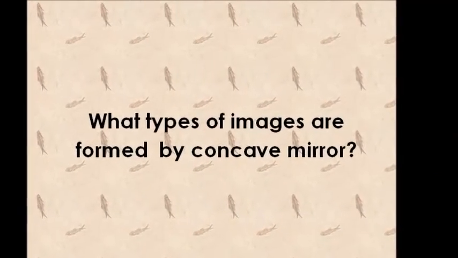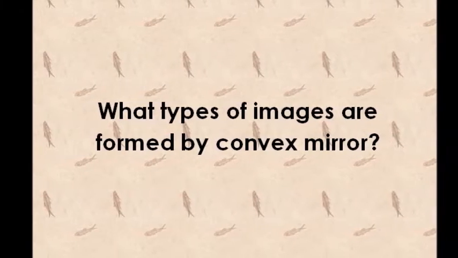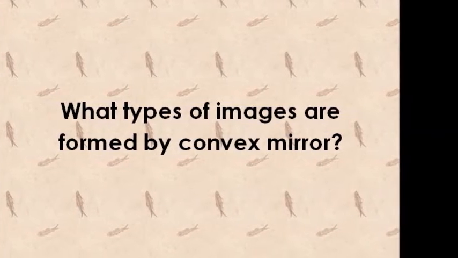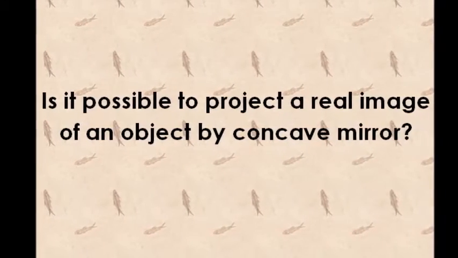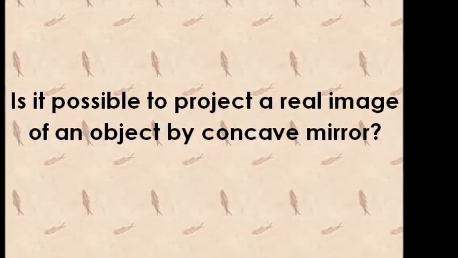What types of images are formed by a concave mirror? Images increase and even invert. What types of images are formed by a convex mirror? Virtual, upright, and small in size, regardless of where the object is placed in front of the mirror. Is it possible to project a real image of an object by a concave mirror? Yes, it is possible because if the object is at a distance greater than the focal distance, a real and inverted image is formed that can be larger or smaller than the object.